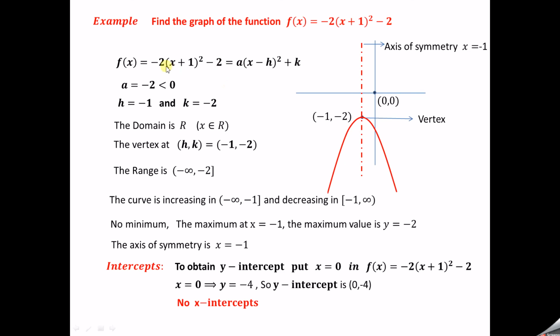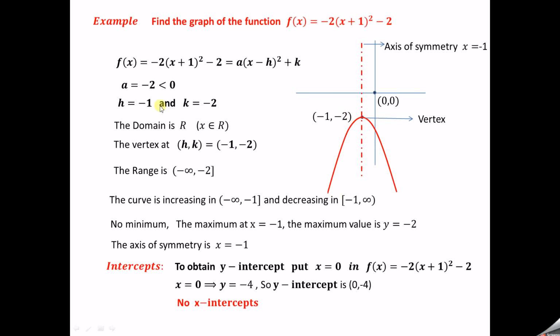So a is negative 2, therefore the parabola is downwards, and the vertex h is minus 1 and k is minus 2, therefore the vertex is (minus 1, minus 2). And now using this we can write all the other points. The domain is always all real numbers. It takes all x values, any real number you can take. That is the domain. Vertex is at (h, k), which is (minus 1, minus 2).